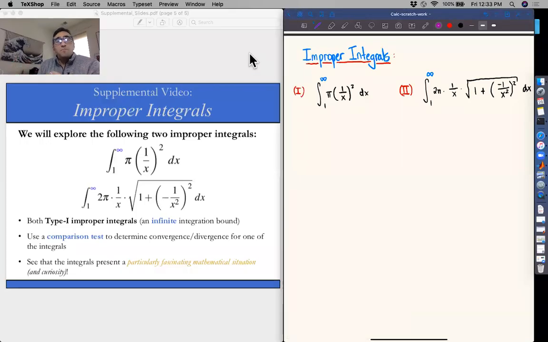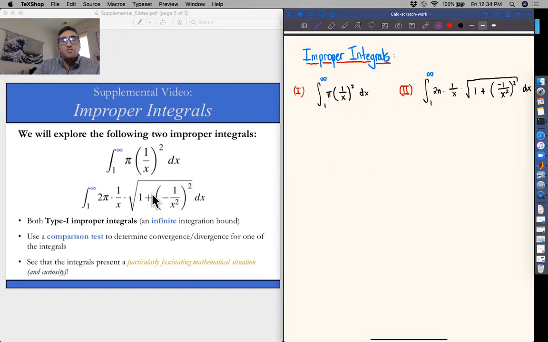Hey everyone, so in this supplemental video, we're going to explore the following two improper integrals. And these are both improper integrals because we see that infinity hanging out as the upper bound of both of these definite integrals.